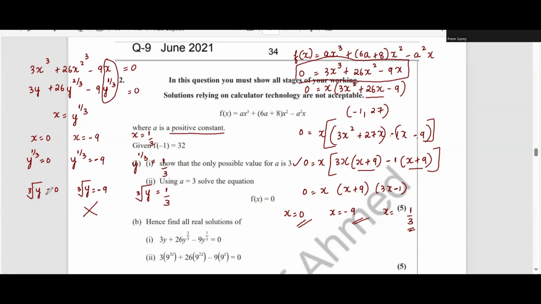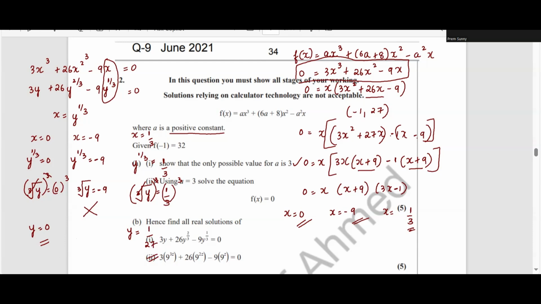Now, cube root of y, to remove cube root, we need to cube both the sides. So cube root and cube get cancelled. We will get y is equal to 0. And then again, the same thing, cube root of y. To remove the cube root, we need to cube both the sides. So cube root and cube get cancelled. We will have y is equal to 1 over 3 cube. 1 cube is 1, 3 cube is 27. Y is equal to 1 over 27 and y is equal to 0 will be our final answer.